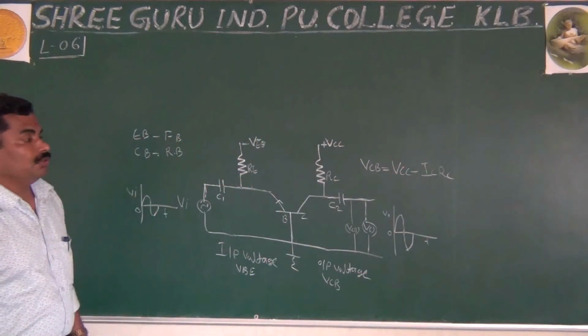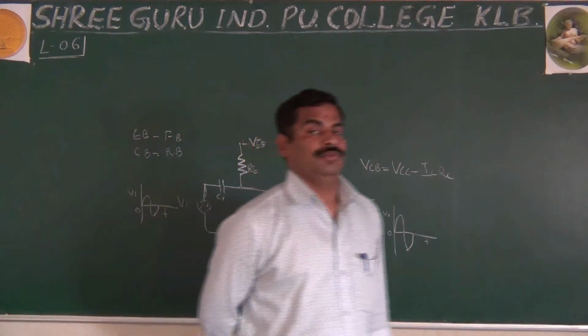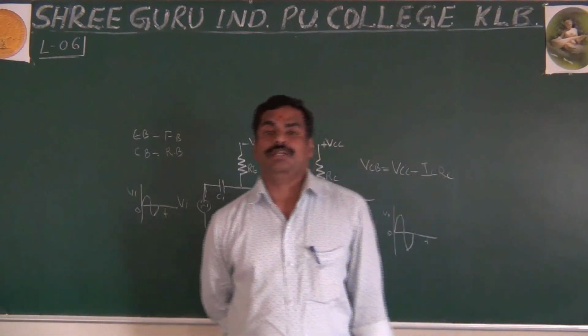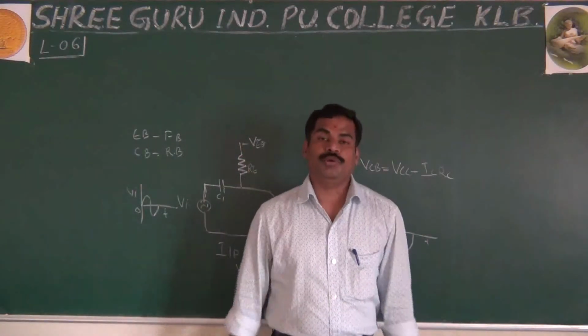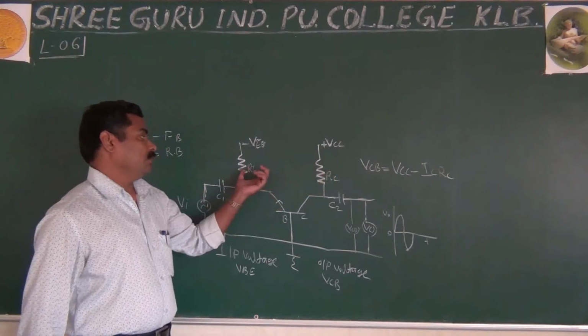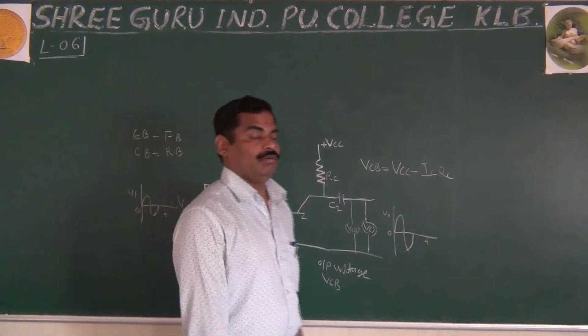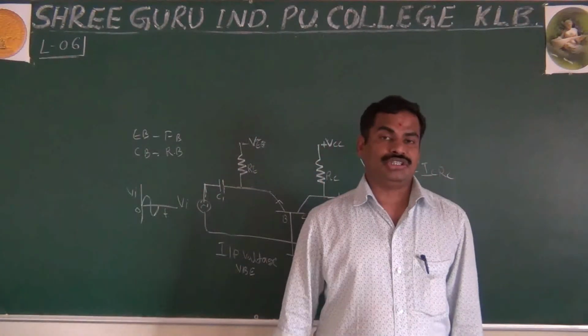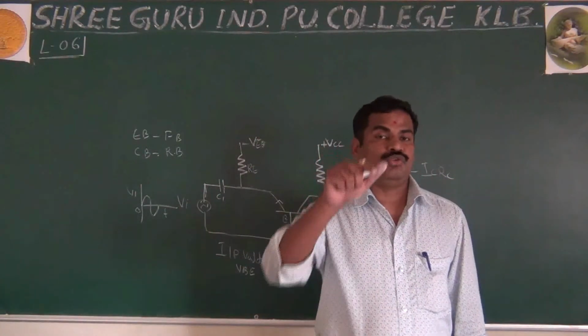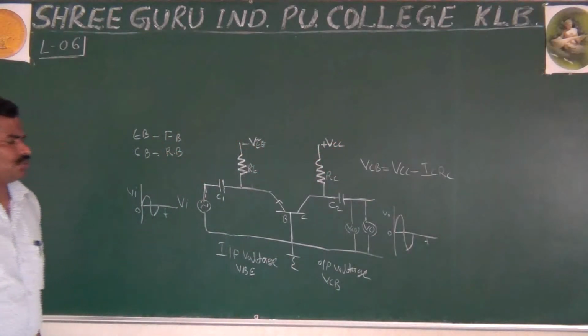And another important thing is about your Q point. The Q point will be in the middle of the active region. And how to put the Q point in the middle of the active region? By using your RC and RE. By using RE and RC, you can fix the Q point values, and you can fix the Q point in the middle of the active region. And this is about the construction.